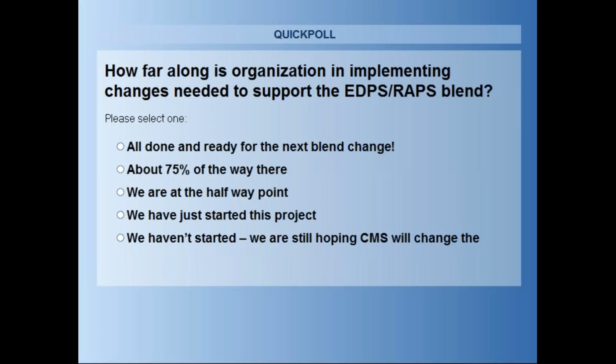Okay, so we know that different organizations are in different stages of adapting and refreshing their risk adjustment programs to incorporate this new blended data source. So our question is this: how far along is your organization in implementing the changes needed to support the EDPS and RAPS blend? Are you all done and ready for the next change, the 25%? About 75% of the way there, progressed pretty far in your project, still have some final T's to cross and I's to dot. Halfway point, just starting, or maybe haven't quite started yet and are still hoping for CMS to change their mind? So give folks just a few seconds here to submit their answers, and then we will share the results.